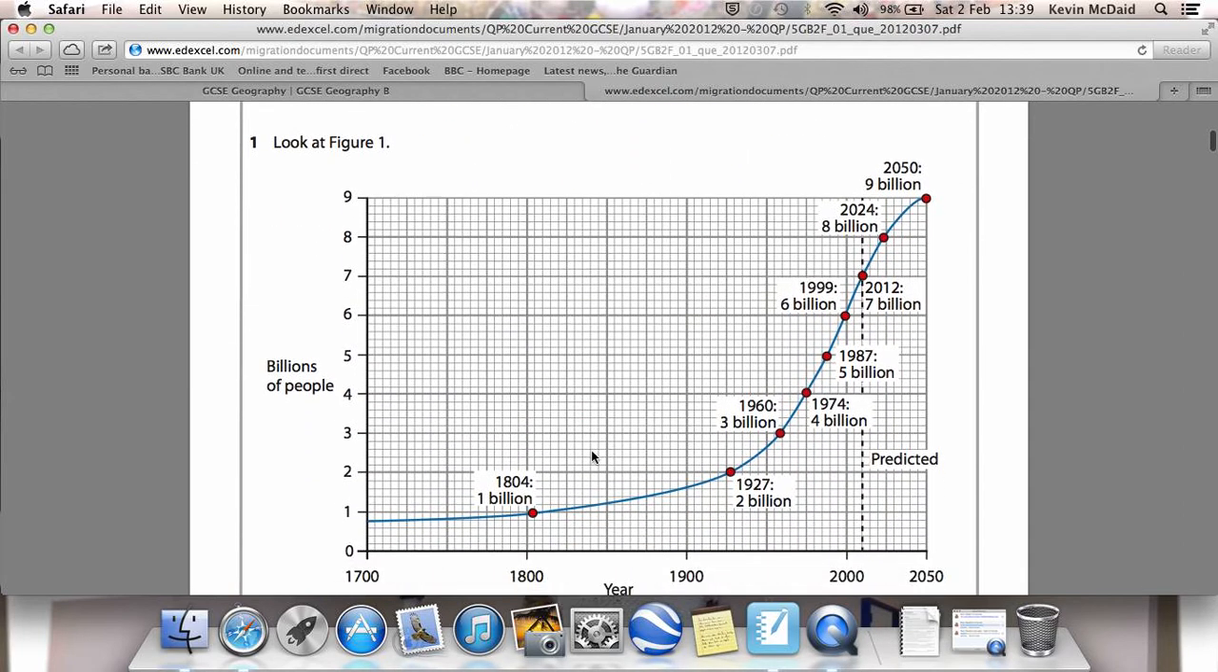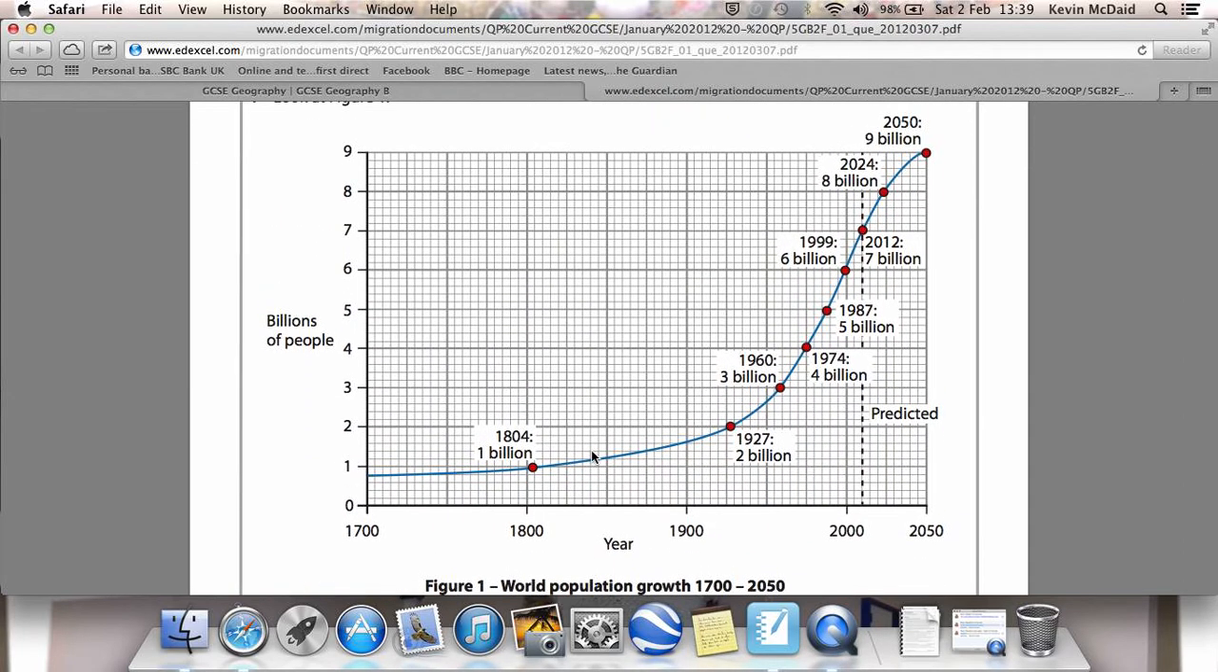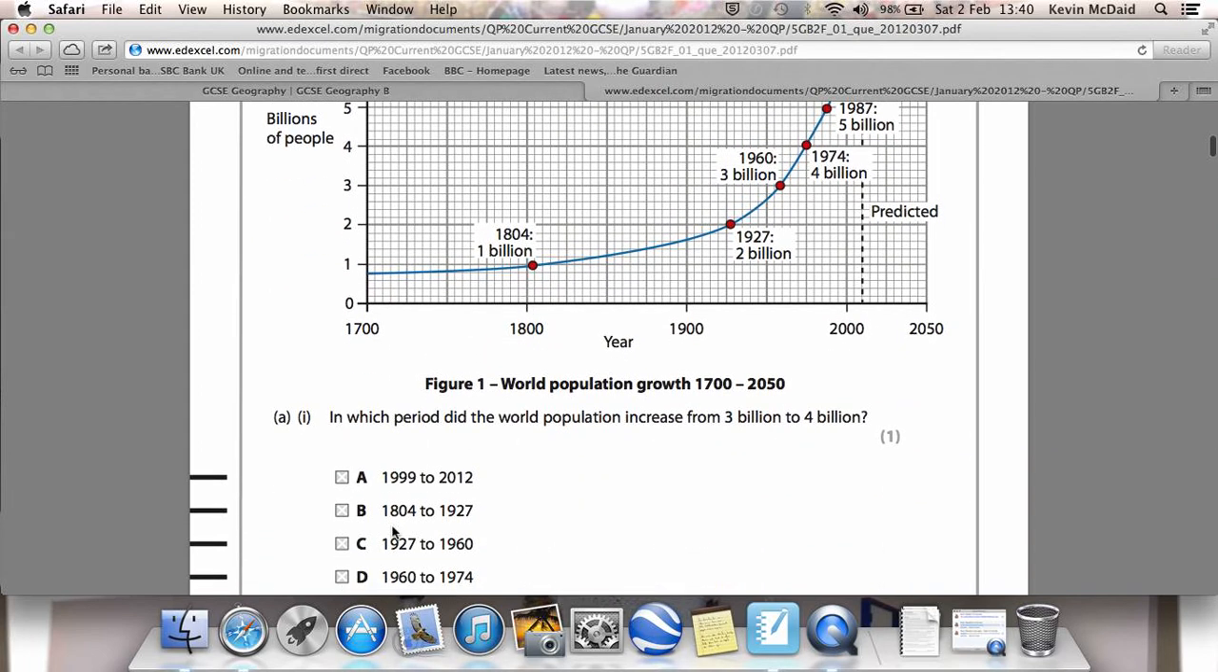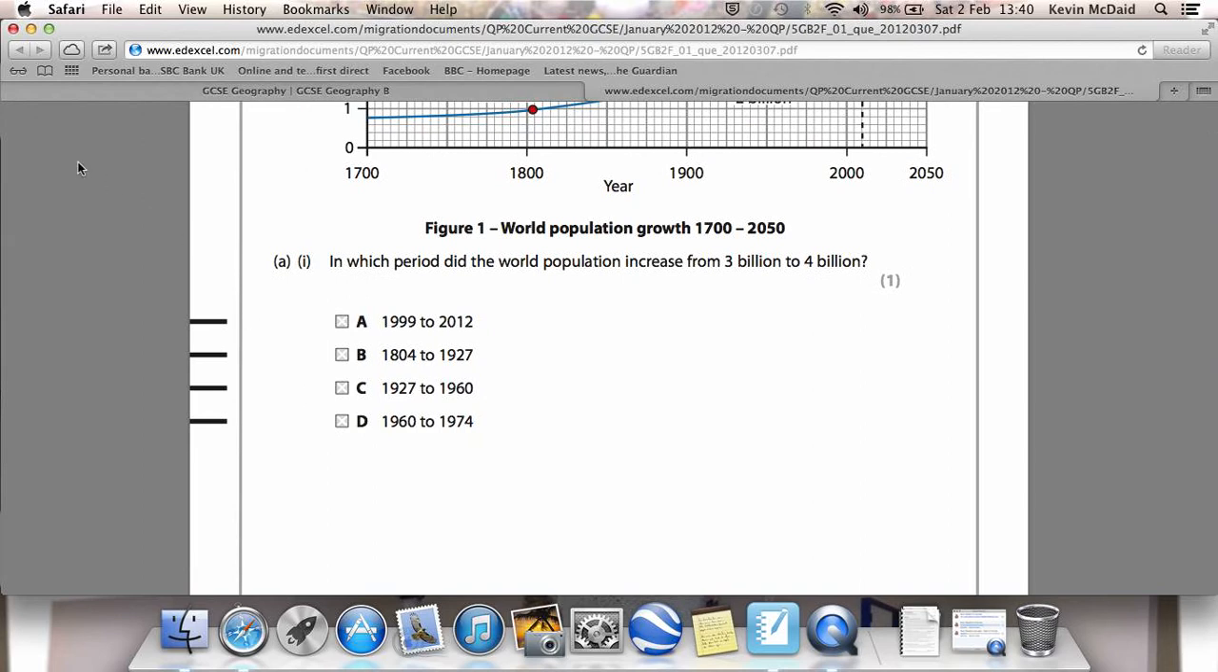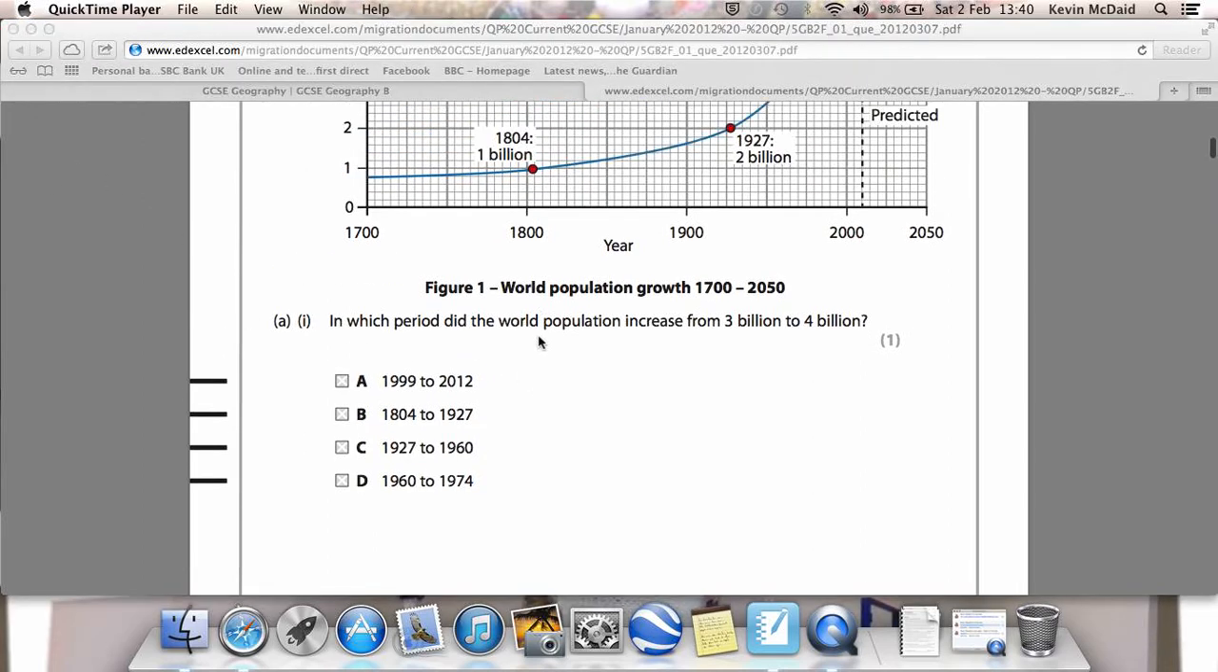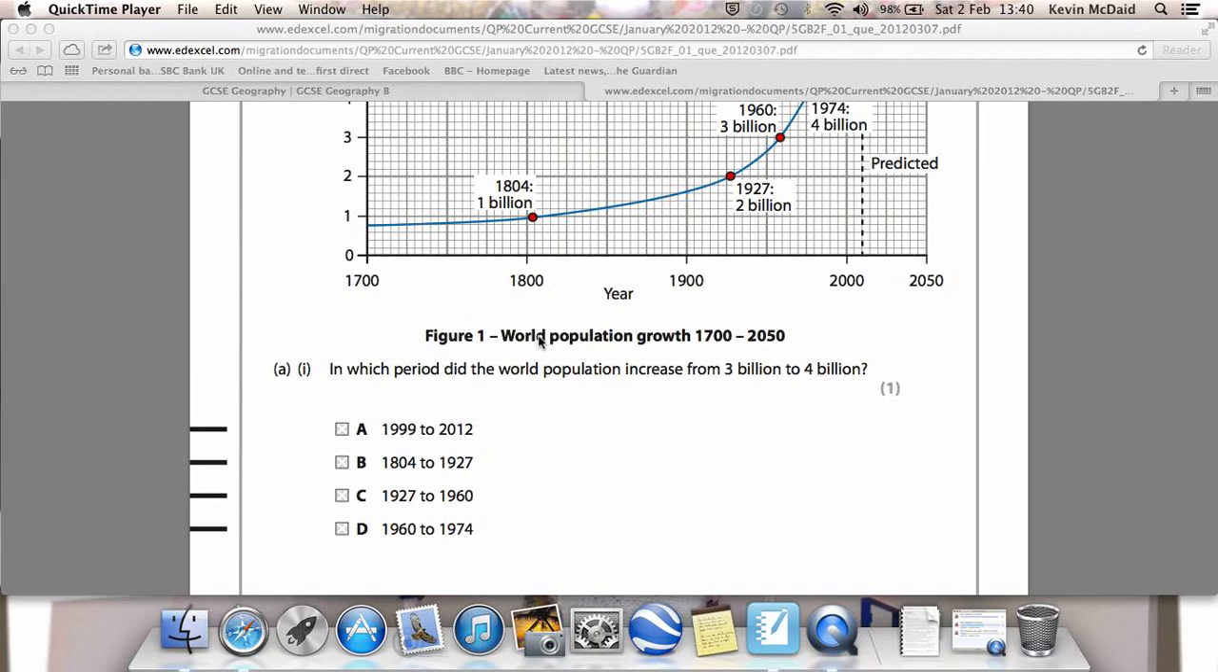Now, in this case, we've got a map which shows global population growth since the year 1700. A lot of the questions are going to start off with either a photo or a graph or anything sort of graphical like that, so you need to make sure that you understand it carefully. Now, it's just 1 mark, multiple choice. I can't guarantee that it will be multiple choice in the exam in the summer, but there's no reason why it shouldn't be. Don't worry if it's not. This first question will probably always be 1 mark.